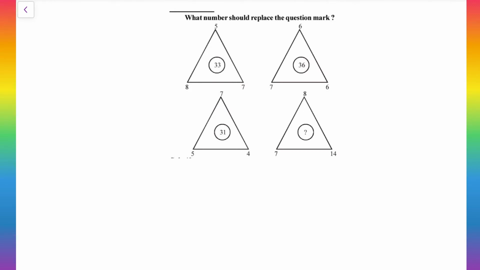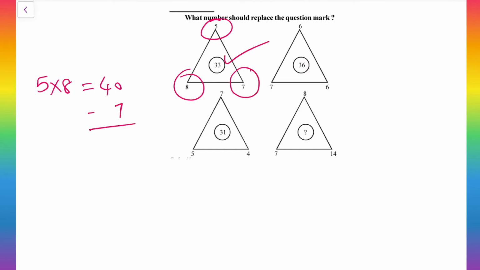Then we have only one chance, that is multiplication. 5 into 8 is 40. 40 into 7 is 280. 280 and 33, no logic again. Then I will go with addition as well as multiplication. So first 5 8s are 40. 5 into 8 is 40. From that answer, if we subtract 7, we will get the middle number. So 40 minus 7 is 33.